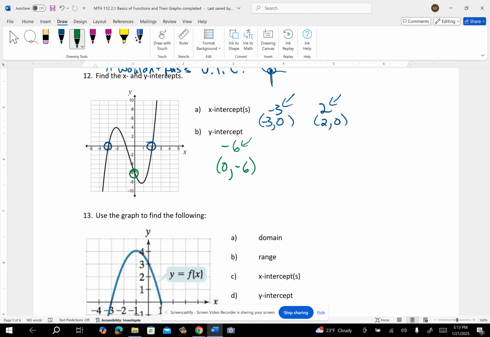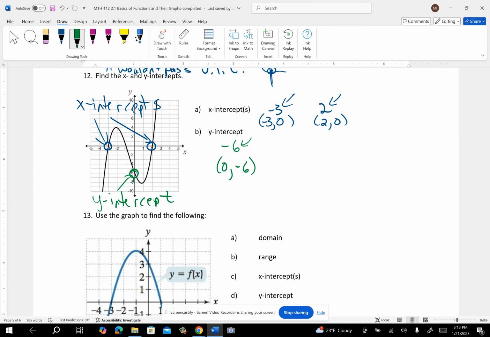All right, so x-intercepts, where it crosses the x-axis. So those are your x-intercepts. In this case, there's more than one. And then your y-intercept would be where it crosses the y-axis. Some textbooks and some teachers report them as just the number, but sometimes they report them as an ordered pair.